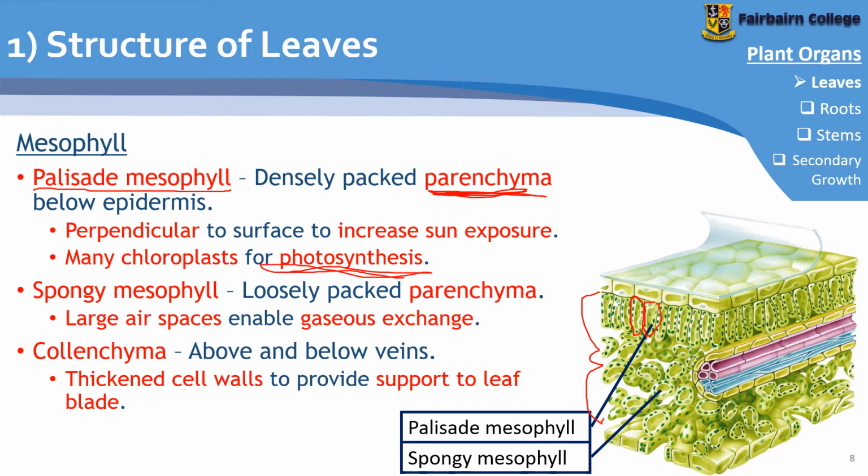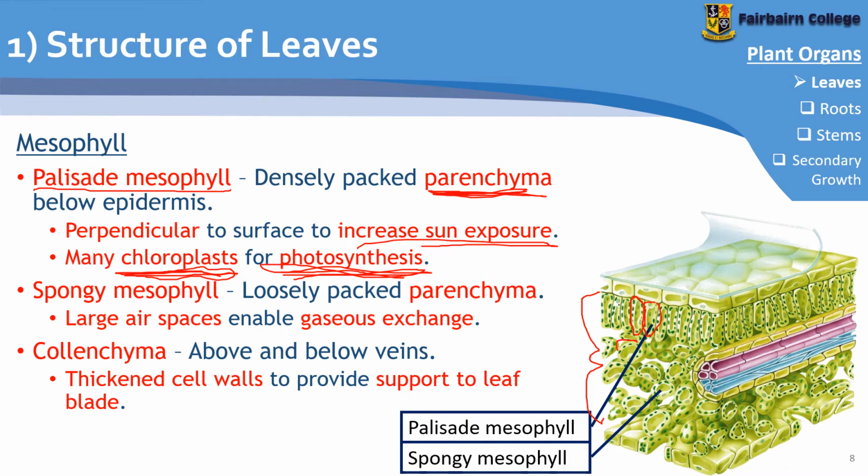So the reason that they are structured the way that they are is so that you can fit in as many of these palisade mesophyll cells as possible, so that you have the maximum amount of photosynthesis that can take place. So they are perpendicular to the surface of the leaf to maximize the exposure to the sun, to maximize the amount of photosynthesis that takes place. They also contain many chloroplasts for the same reason. Okay, the more chloroplasts, the more photosynthesis can take place.